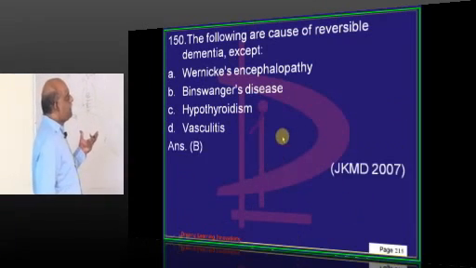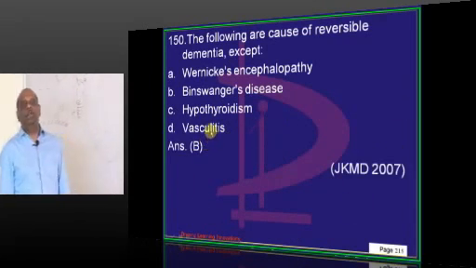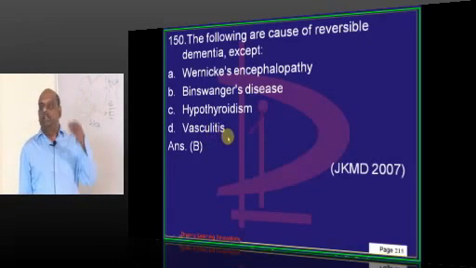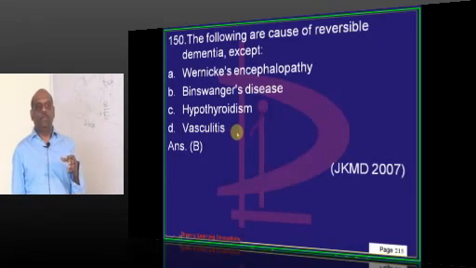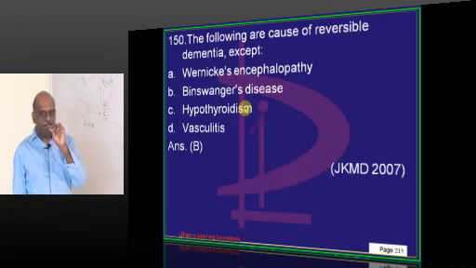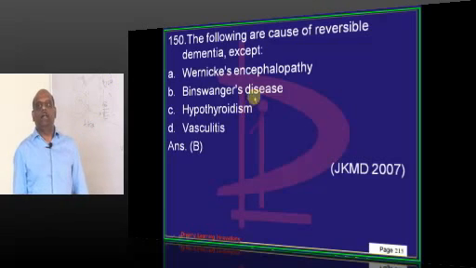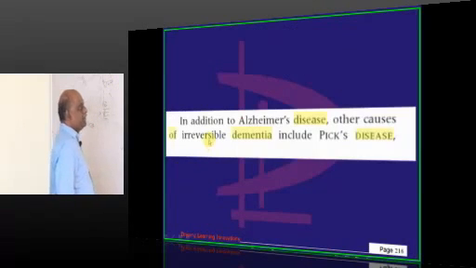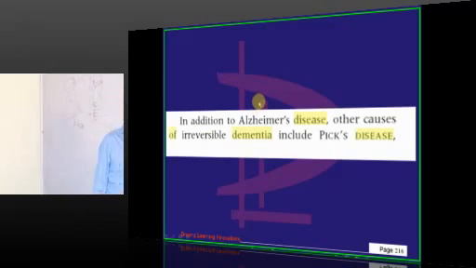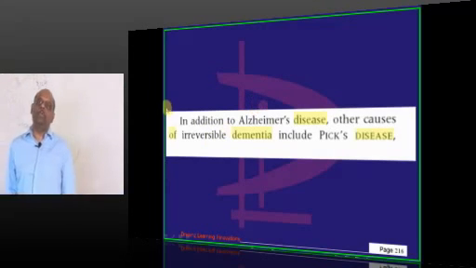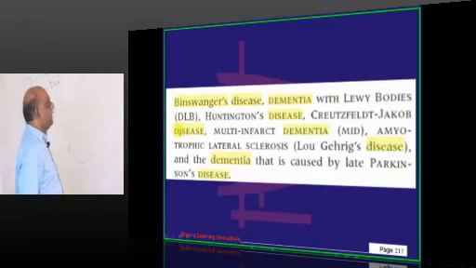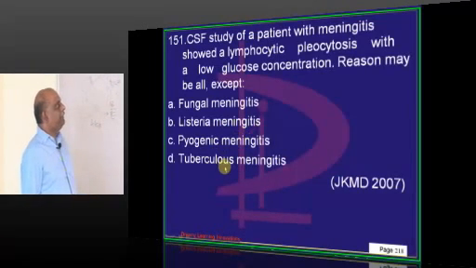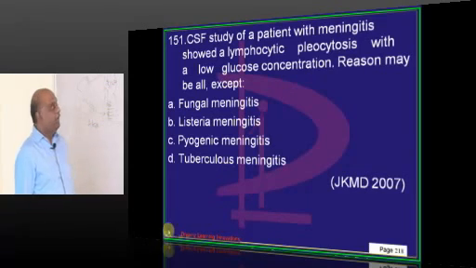Now these are all the reversible causes of dementia, but not Binswanger. Binswanger is a small vessel disease due to arterial lipohyalinosis. Whenever there is atherosclerosis, the small vessels going to the deep white matter are the ones which get affected and that leads to dementia. So Binswanger's disease is irreversible.